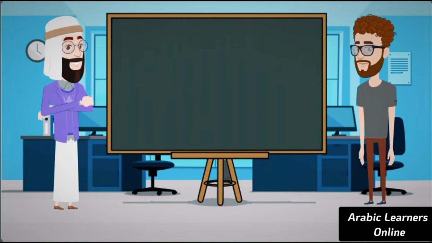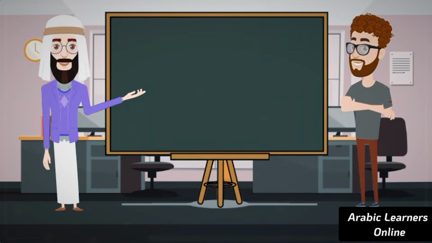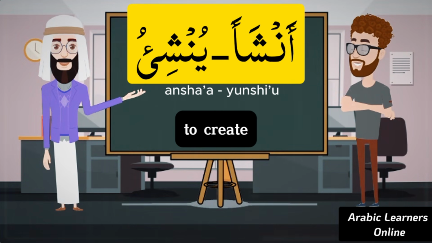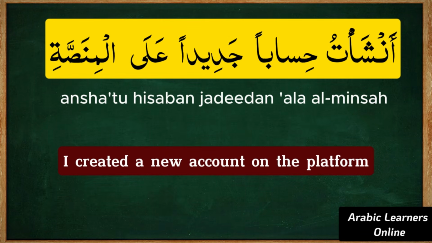Last one for creation. How about I created a new account on the platform? The verb here is أنشأ, ينشئ, which means to create or establish. Your sentence: أنشأت حسابا جديدا على المنصة. In English, I created a new account on the platform.